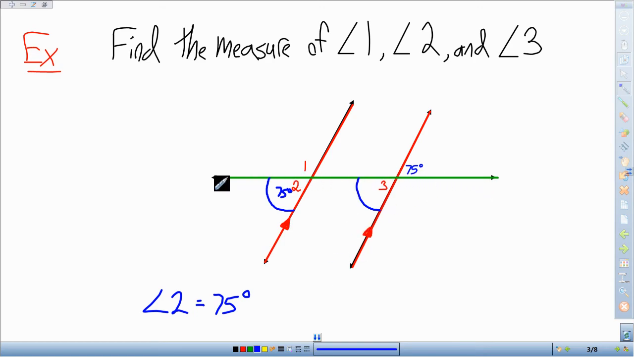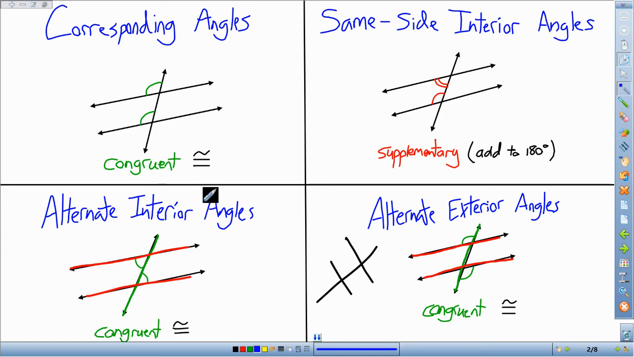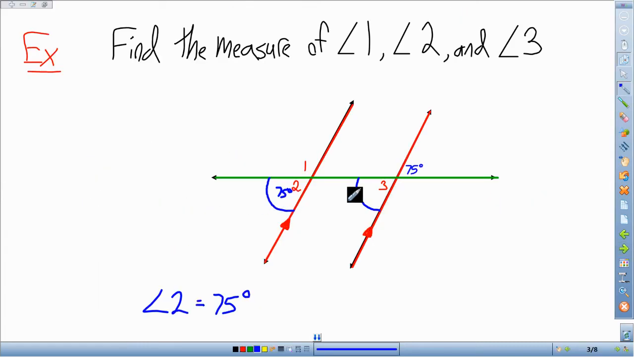Notice they're on the same side of the transversal, both to the left of the parallel lines. And I know, again, corresponding angles are congruent. So if angle 2 is 75 degrees, I know that angle 3 is 75 degrees. Okay, let's go ahead and write that down here.